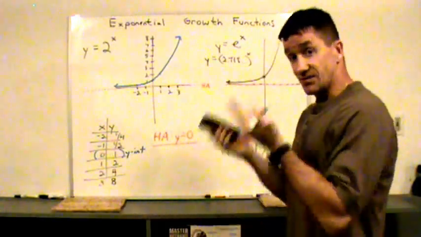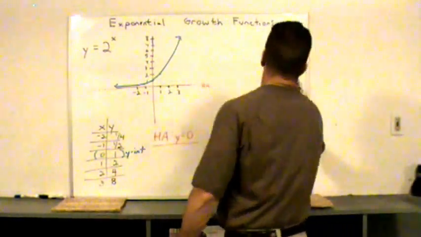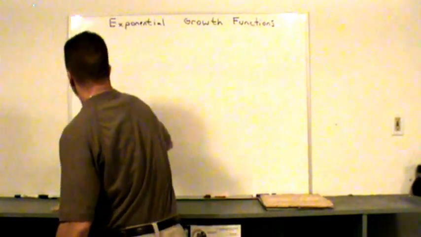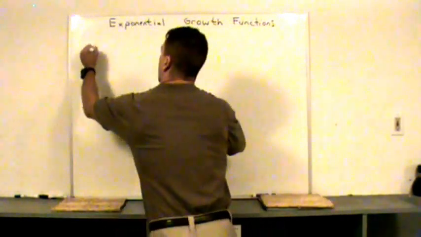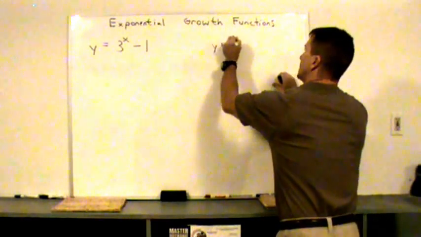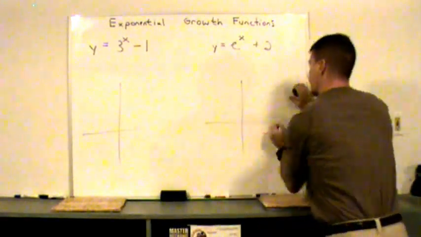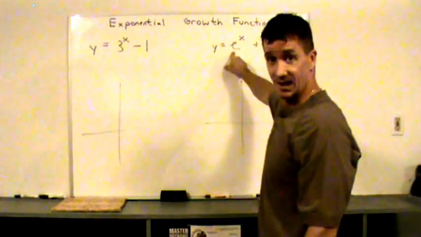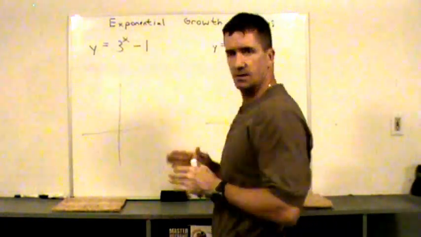Now, these graphs can shift vertically. So, let's look at a couple more examples. Just like y equals x squared plus 1, the graph of y equals x squared shifts upward 1. Let's look at y equals 3 to the x minus 1. And let's look at y equals e to the x plus 2. And we'll make rough sketches of what's going on here. Do we have exponential growth? Yes, the base is higher than 1. E is 2.718. The base is higher than 1. We have exponential growth. All right, now, we're going to make rough sketches like the last ones.